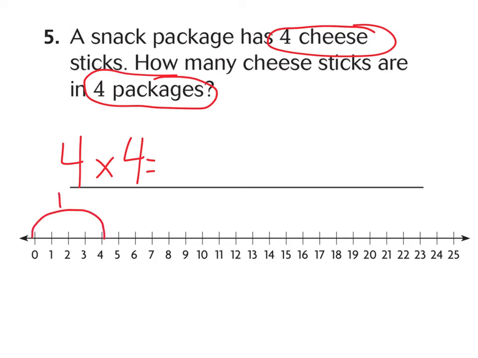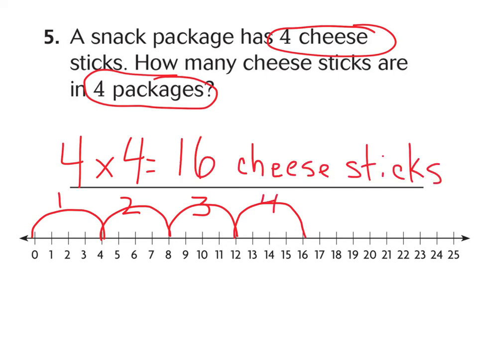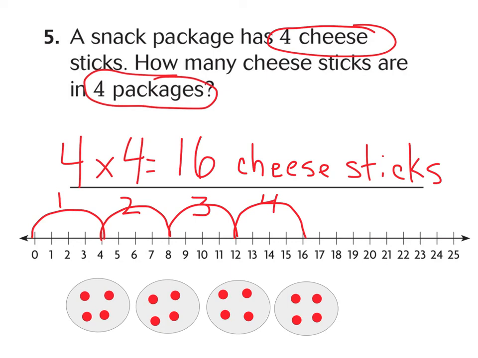Starting at 0, my first jump will bring me to the 4. 4 more will bring me to 8. 4 more will bring me to 12. And my last jump, 4 more, will bring me to 16. So there are 16 cheese sticks in 4 packages. 4 times 4, or 4 groups of 4, equals 16.